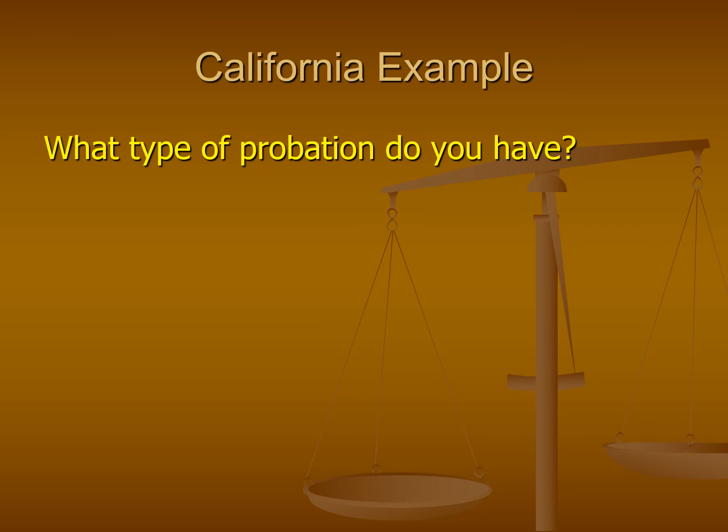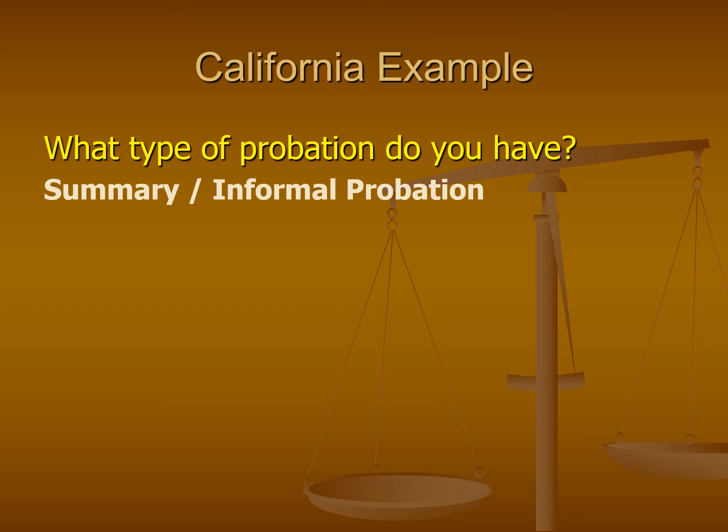And are there many more forms than two? Yes, there are, but we're not going to go into all the various forms of specialized caseloads and all the nuances. We're simply going to take a look at the two general forms of probation in California. So first, we have what is often referred to as either summary or informal probation. This is typically reserved for individuals who have been convicted of a misdemeanor.